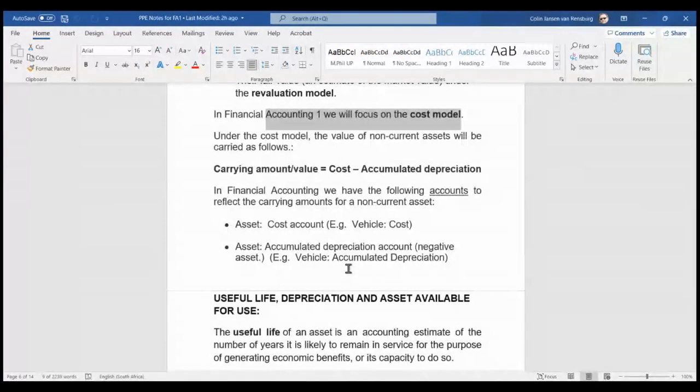It's only 14 pages long. The one for financial accounting 2 is 42 pages long. So we'll finish this next time, and then we're also going to start looking at some class questions, some class questions that we will discuss from a more practical perspective.